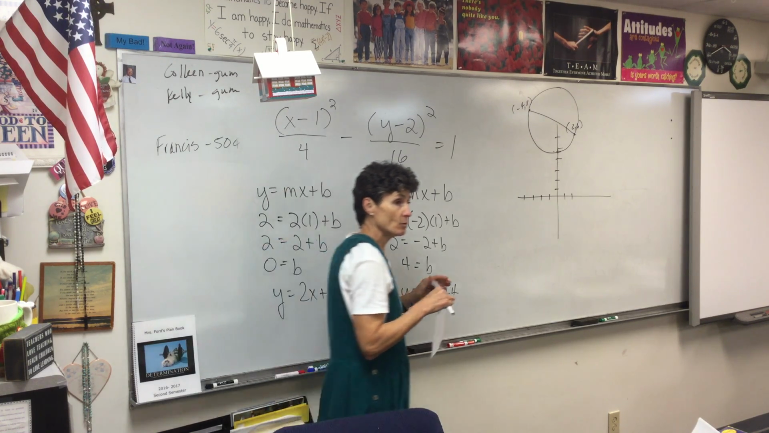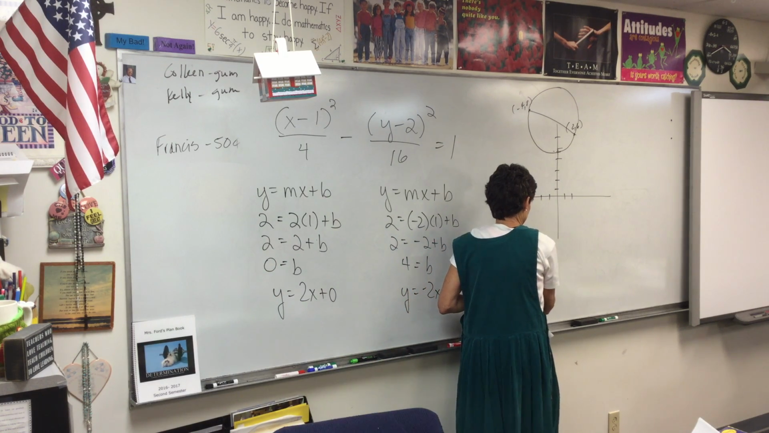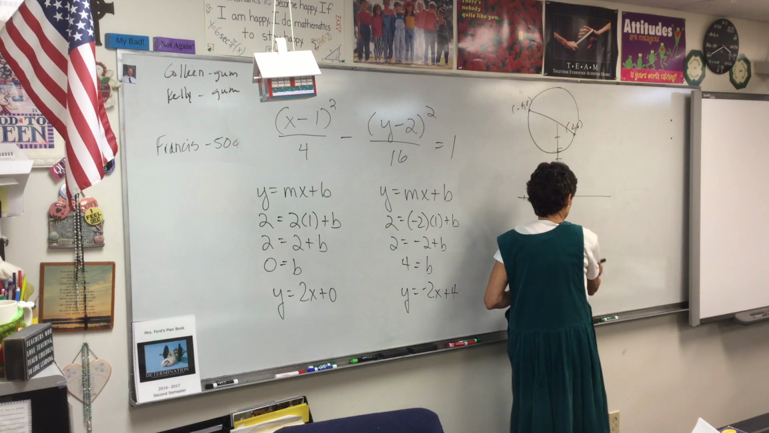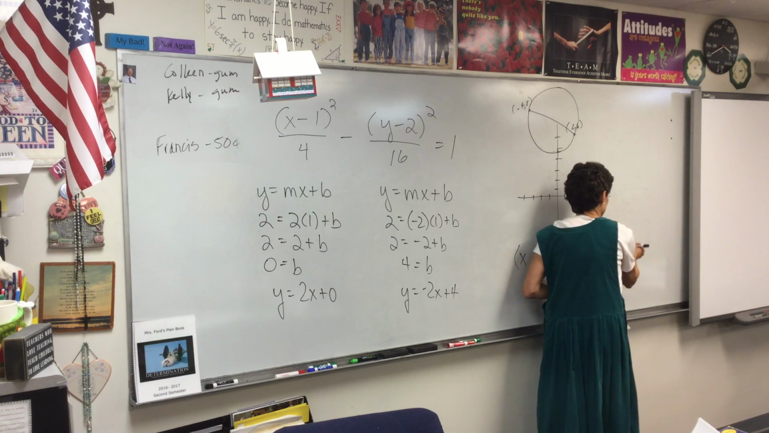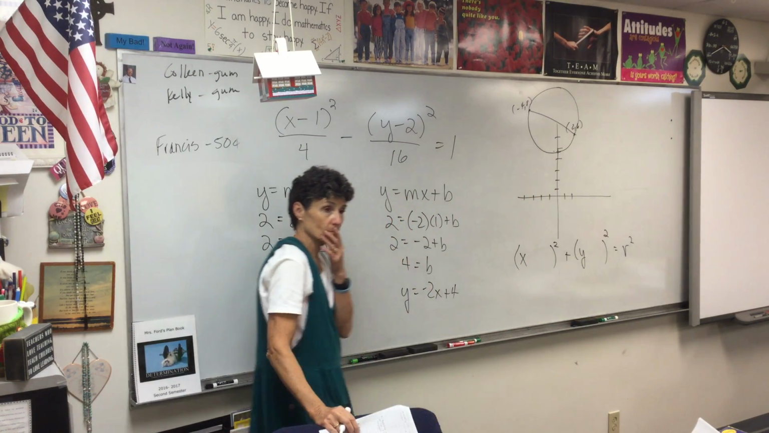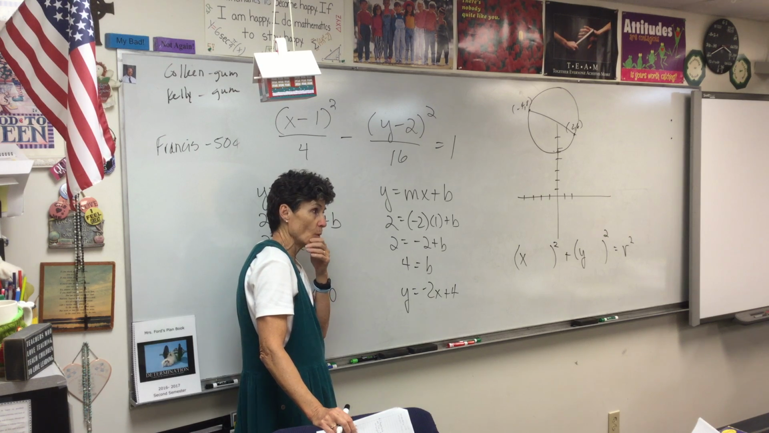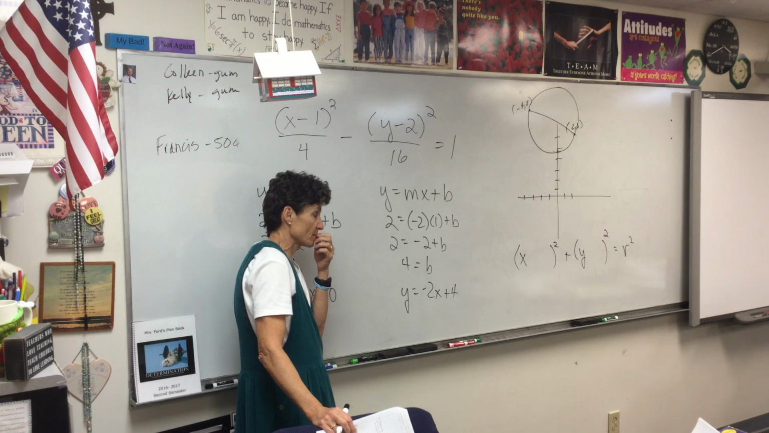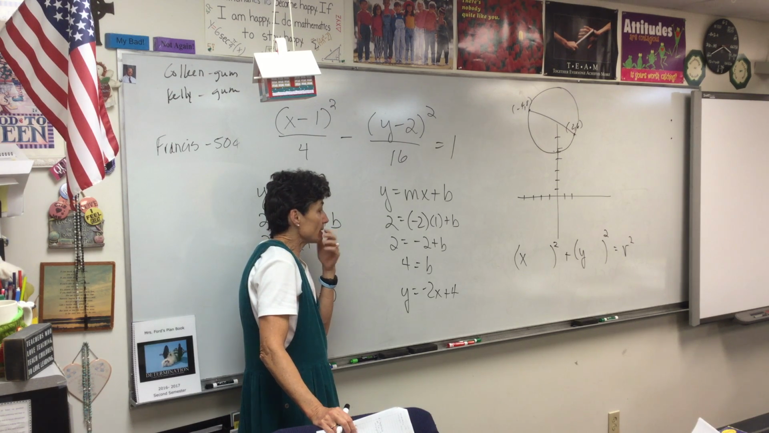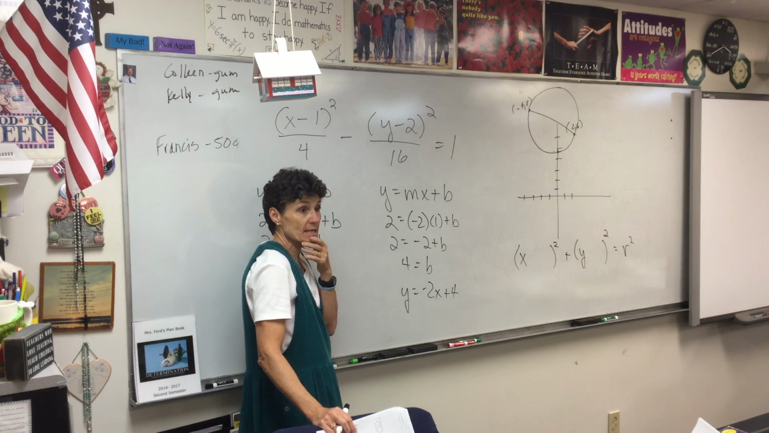Now, do you remember what those look like? What do circles look like? X squared, y squared, r squared? Remember when you do your completing the square? Isn't that what you end up with? That's a circle? All right, what do I need to know? I need to know the center.